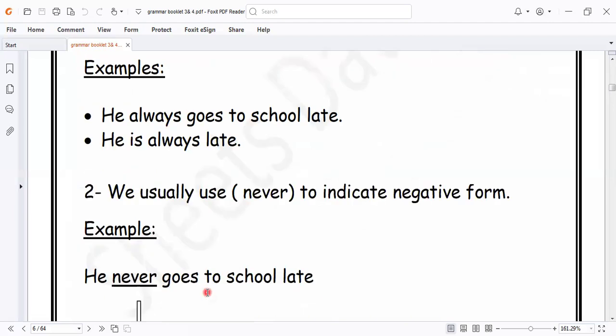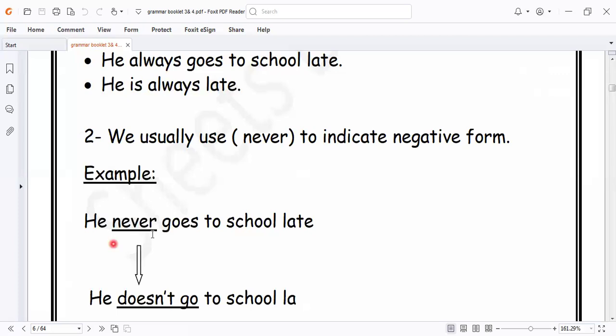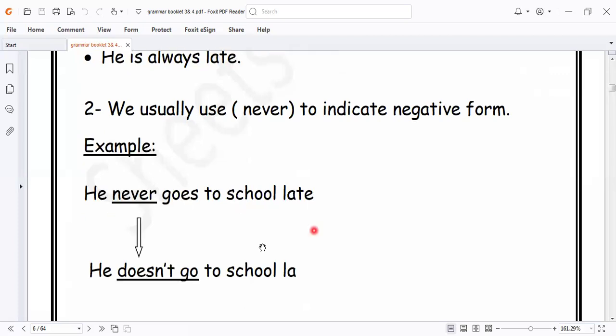We usually use never to indicate the negative form, like this sentence: He never goes to school late. So here we can omit never and add doesn't go.